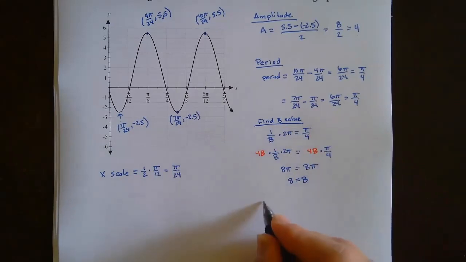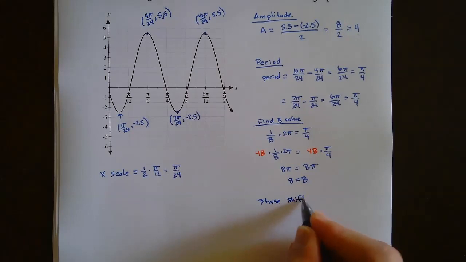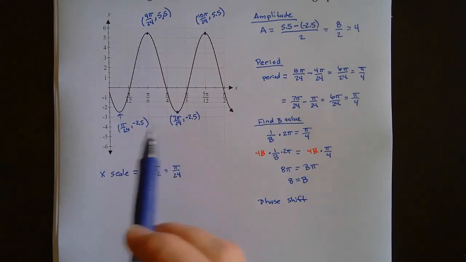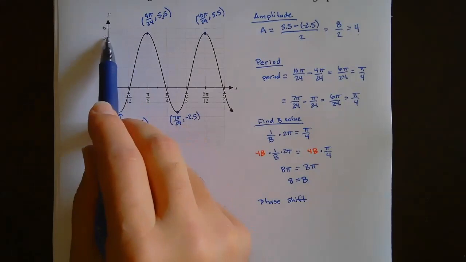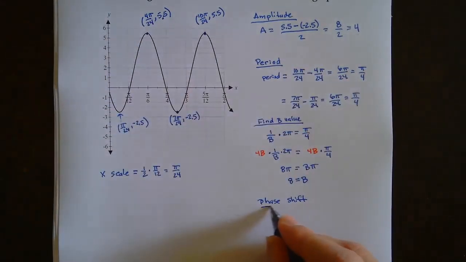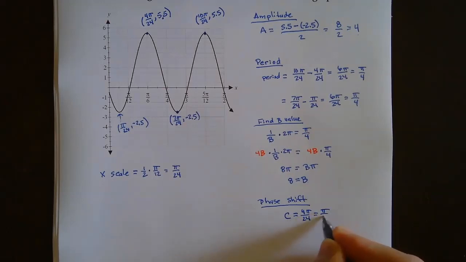Now the phase shift. That's how much it's gotten translated left or right. So usually for cosine, and we're going to use cosine because it's just easy to find the max, this max is over here on the y-axis. So I can tell it's been moved over, and how far has it been moved over? This 4 pi over 24. So that's our c value, that's our phase shift. It's 4 pi over 24, which is really pi over 6.